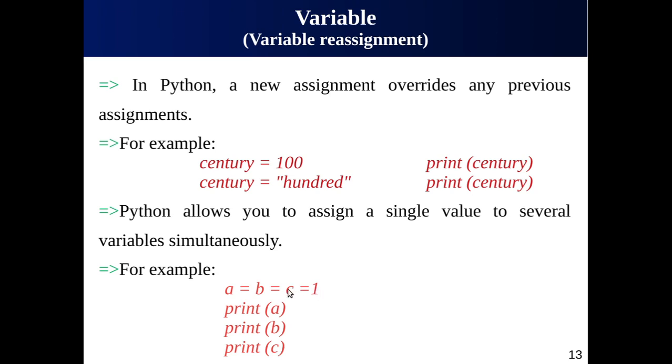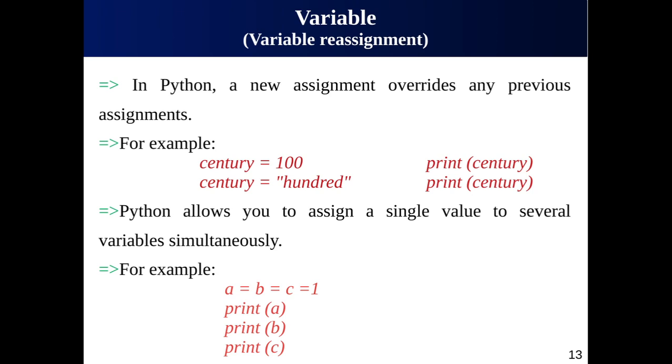So here 1 is assigned to the variable C, and then the value of C is assigned to the variable B, and then the value of B is finally assigned to the variable A. So if you print the value of A, the value of B and the value of C, it will display 1, 1, 1 because we have assigned the same value to all the three variables.